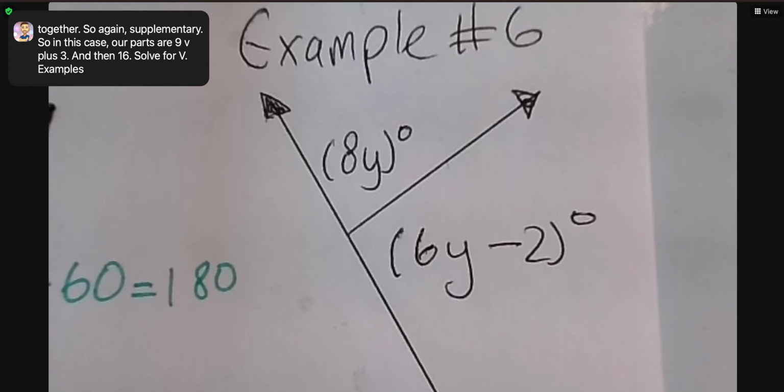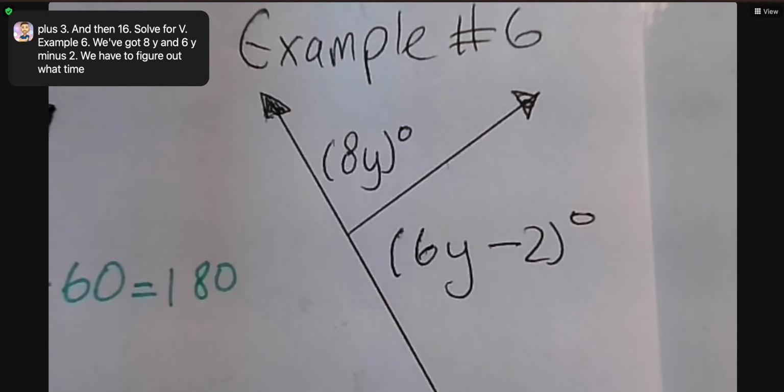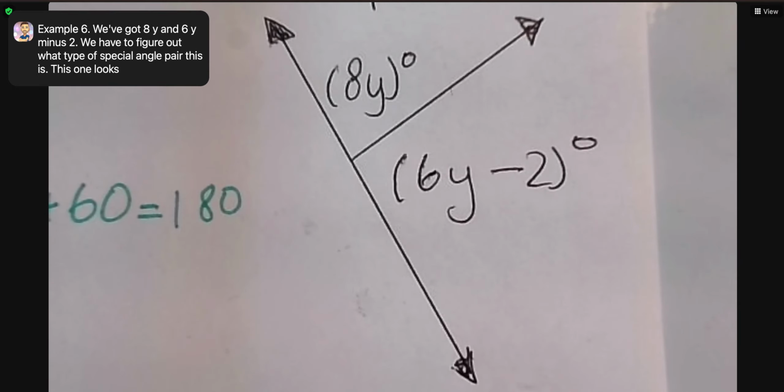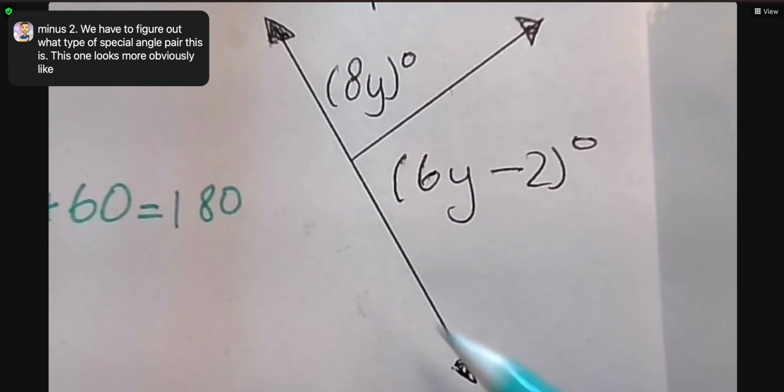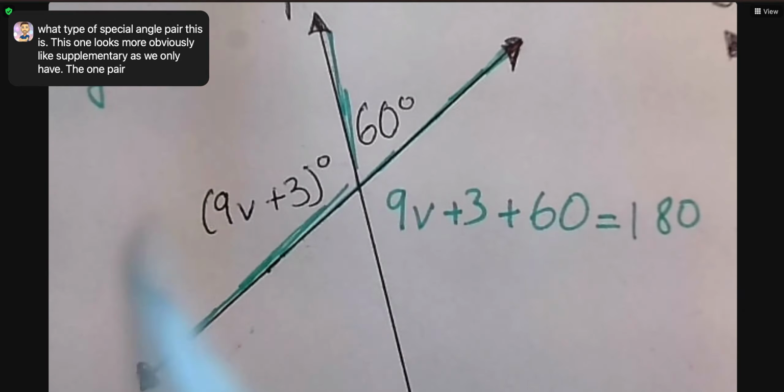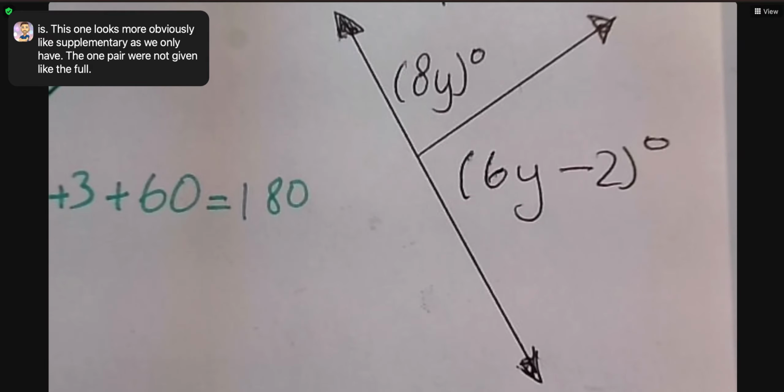Example 6. We've got 8y and 6y minus 2. We have to figure out what type of special angle pair this is. This one looks more obviously like supplementary because we only have the one pair. We're not given the full x like over here. So these are supplementary as well. Set up and solve for y.